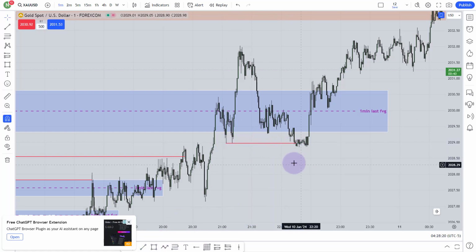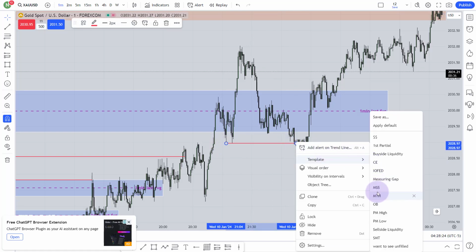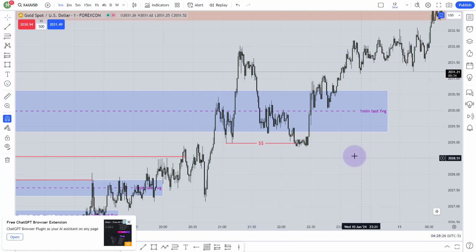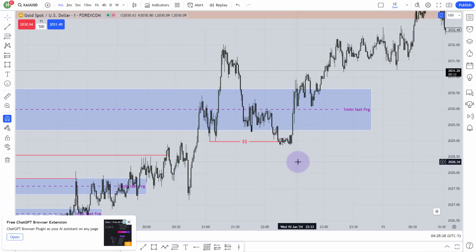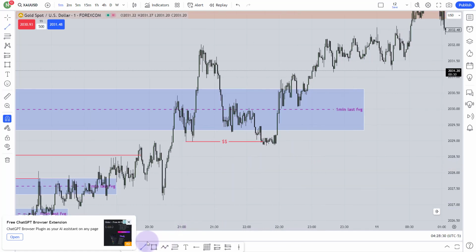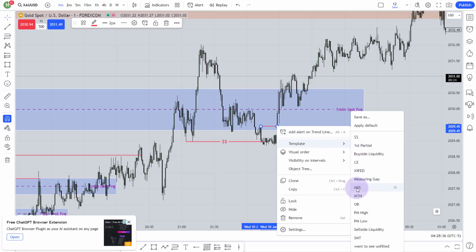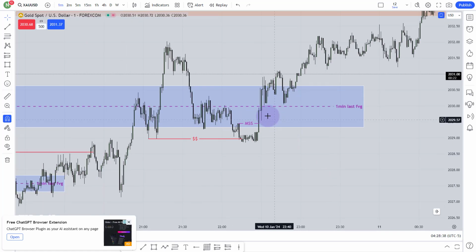Anybody has any confusion? It has taken this relatively equal lows. So it has taken the sell side liquidity over there. After taking the sell side liquidity, do I get any market structure shift? Let's see. Okay, I have a very nice market structure shift over here. After shifting the market, is there any fair value gap? Okay, let's see. So I can see there is a very nice fair value gap.